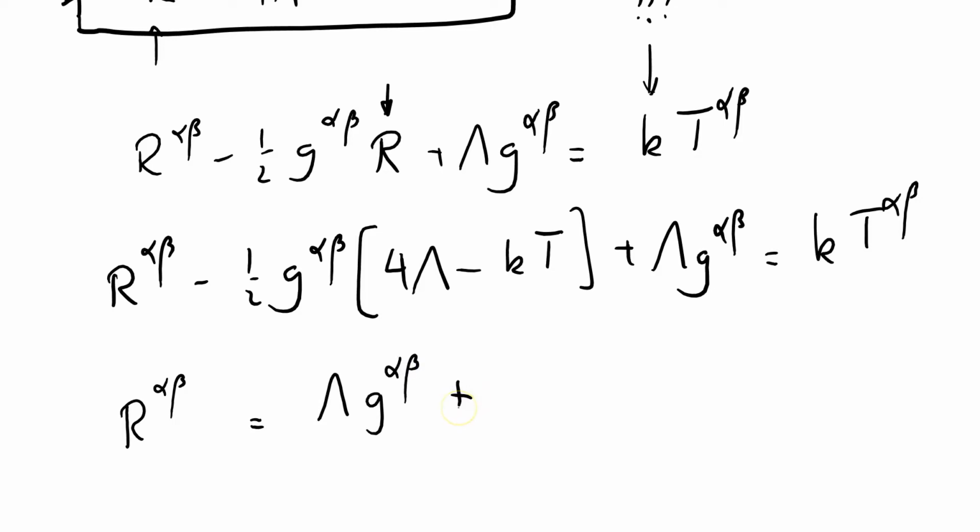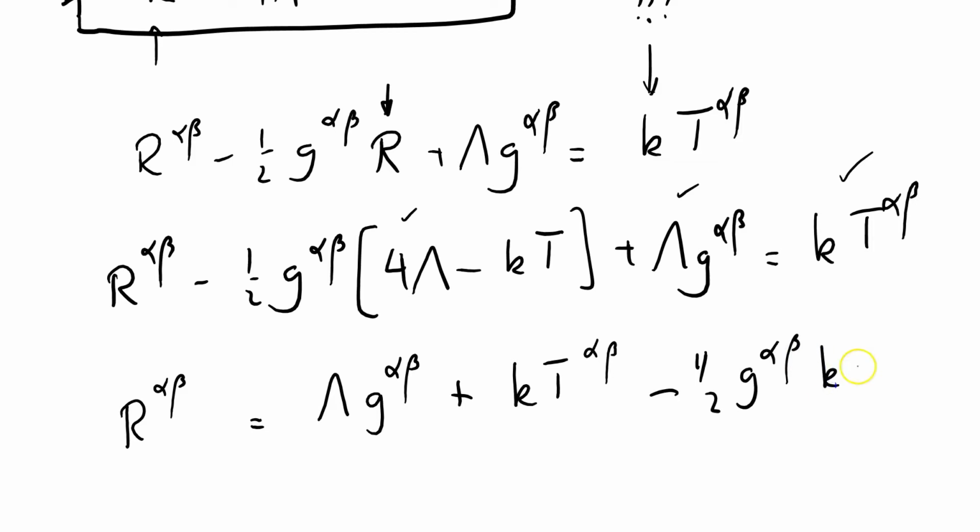plus what? So I've accounted for that term and that term there. This is on the right-hand side of the equation, so it's k T alpha beta, which is this term here. And now we've got plus a half g alpha beta k T. So that's a minus, because minus and minus is a plus, and we're on the other side, which is a negative. The half hasn't changed. g alpha beta times k times T.